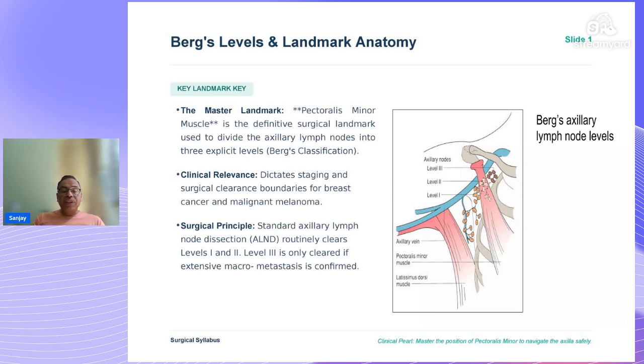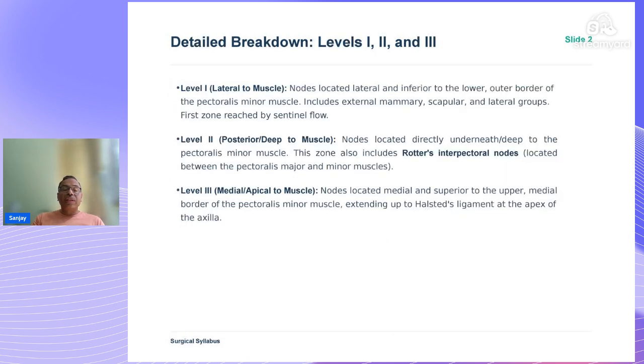What is the surgical principle behind this? The standard axillary lymph node dissection routinely clears levels 1 and 2. Level 3 is only cleared if extensive macrometastasis is confirmed. So let's go into what the different levels are. We have seen already in this diagram how the pectoralis minor muscle would help you in classifying it into these three levels. So what is level 1?